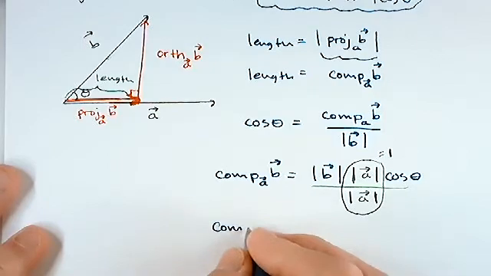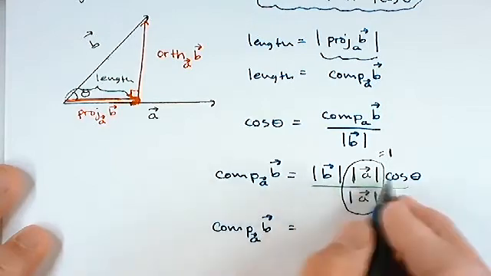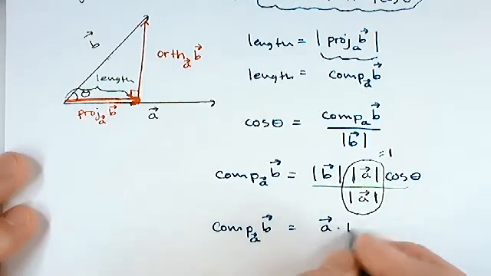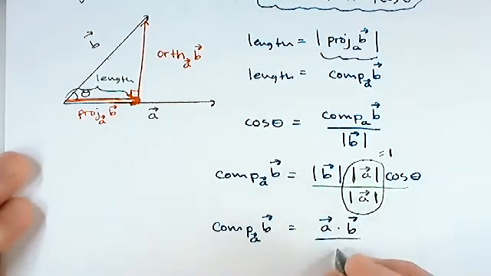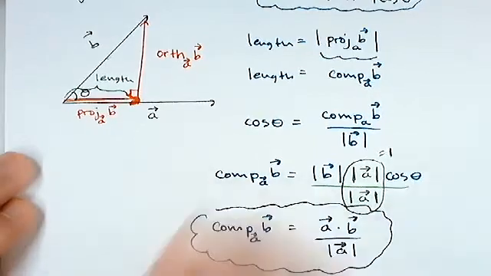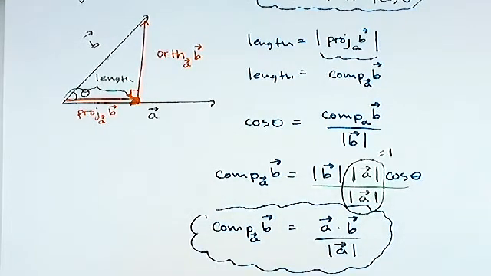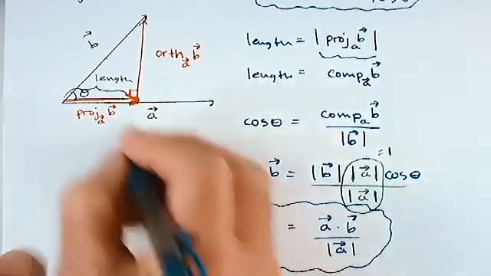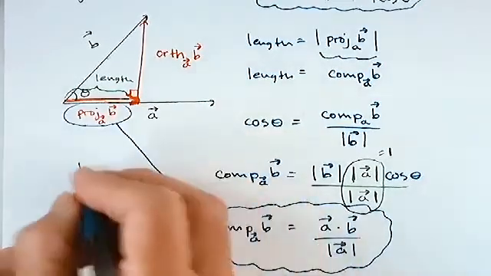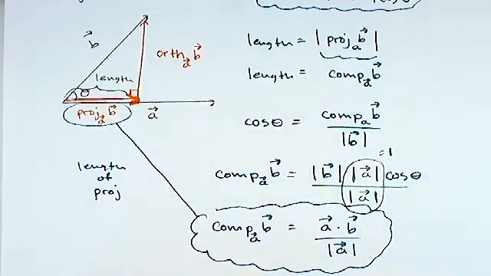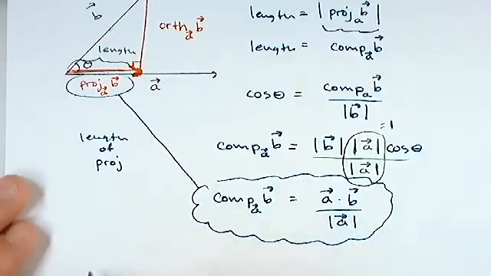The component of B onto A can now be thought of as, by definition, the numerator is, you could either do B dotted with A or A dotted with B. I'm going to go A dotted with B, divided by the magnitude of A. And again, remember, this is the length of this vector here. It's the length of my projection vector, or the magnitude of that. But here's why this is useful.